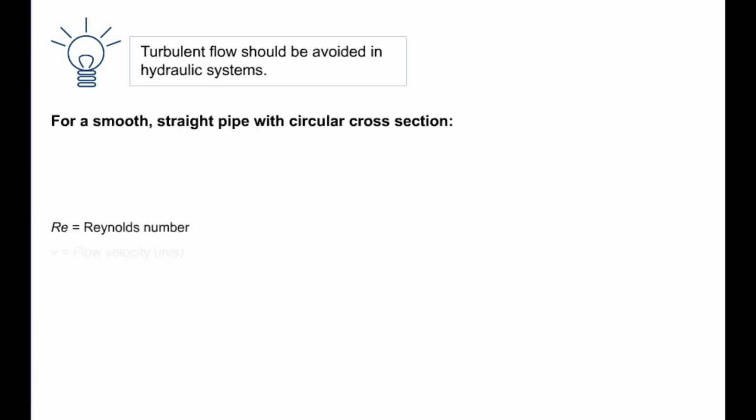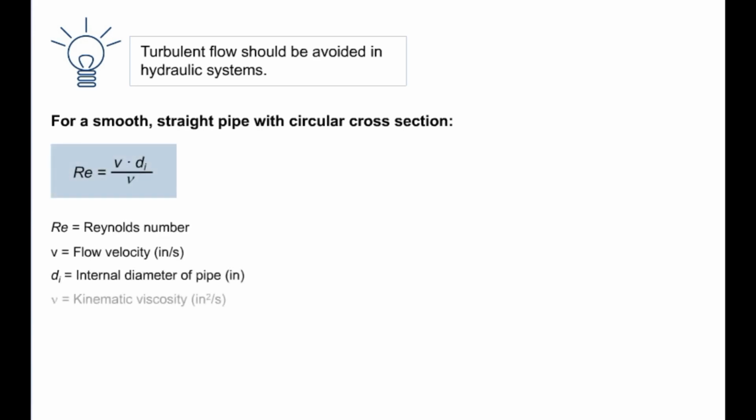The transition from laminar to turbulent flow usually results in large pressure losses. Turbulent flow, therefore, is something to be avoided in hydraulics. The type of flow that will take place in a smooth, straight pipe having a circular cross-section can be very well determined. The so-called Reynolds number should be determined for this. The Reynolds number is equal to the flow velocity times the pipe internal diameter, divided by the kinematic viscosity of the fluid. The result is a dimensionless number.